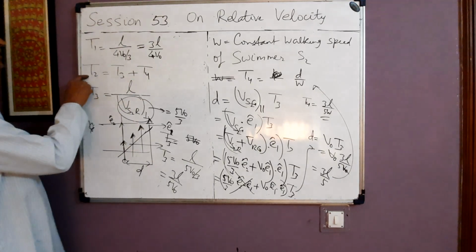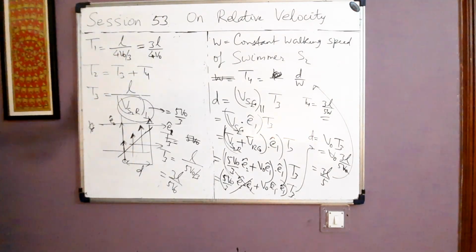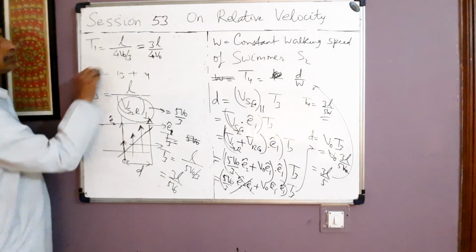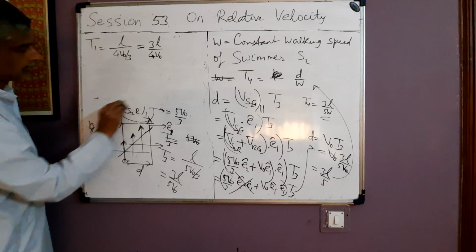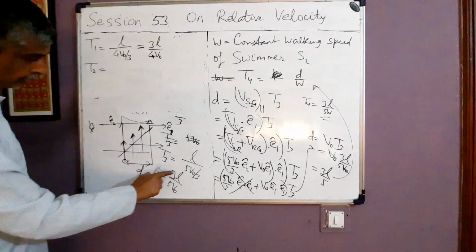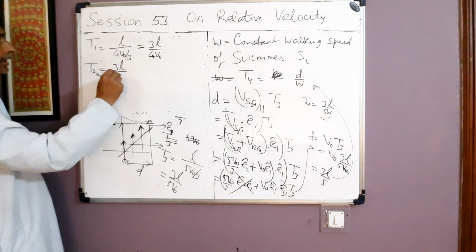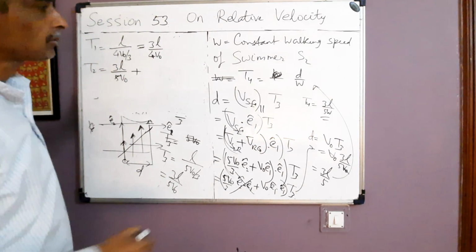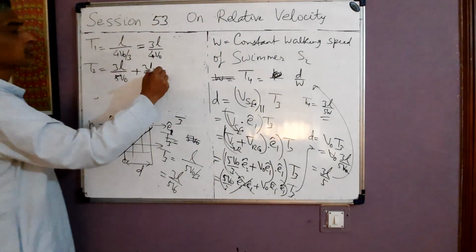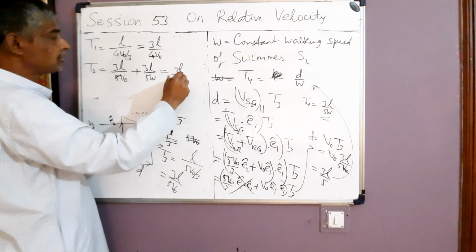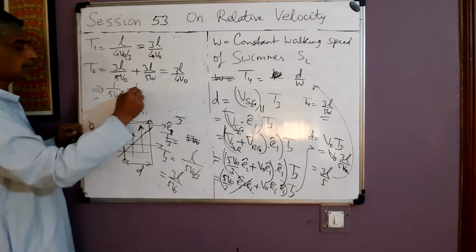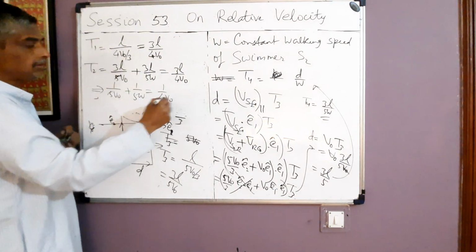Now T3 plus T4 is equal to T2, and T1 and T2 are both equal, as we discussed just now. So T2 is equal to T3 plus T4, which is 3L by 5V0 plus 3L by 5W. And this is equal to T1, as we wrote initially, 3L by 4V0. So 3L goes away, and we get 1 by 5V0 plus 1 by 5W equal to 1 by 4V0.